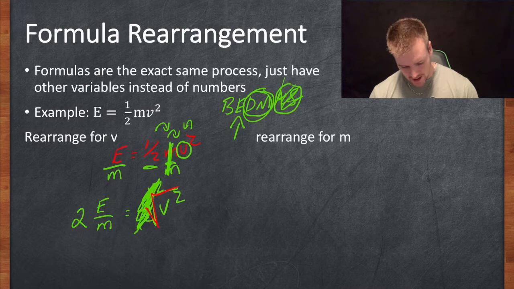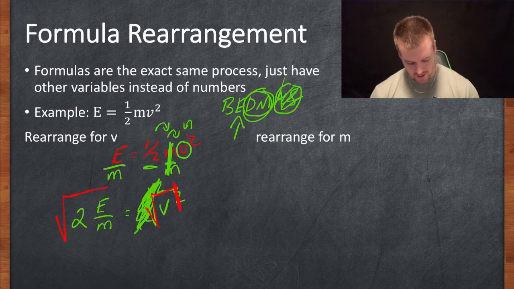It looks like that, square root. So I take the square to that side and it cancels out the square. And I'm going to take the square root of this side. And now we have our equation: the square root of 2e over m is equal to v.